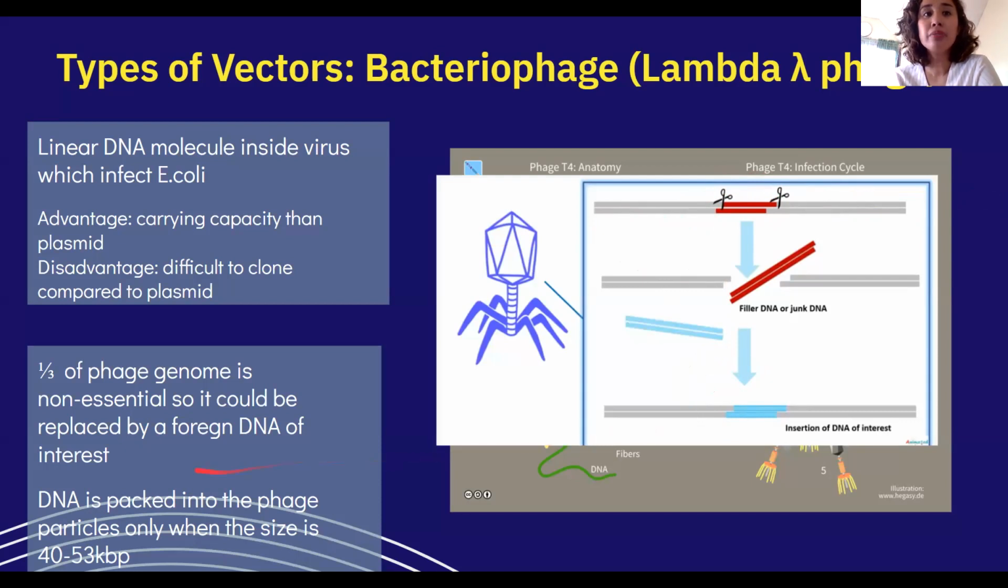However, the complete genetic material can only be packed inside the bacteriophage if it has a size of 40 to 53,000 base pairs. So that's the only caveat. It must achieve this size so that the DNA could be packed inside the head or the capsid of the bacteriophage.